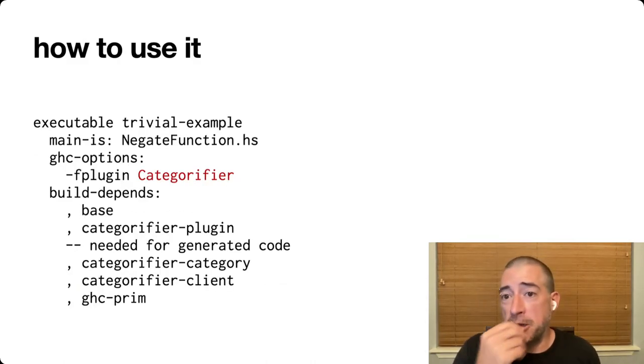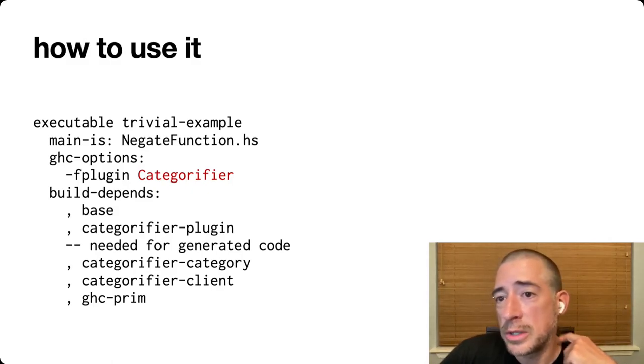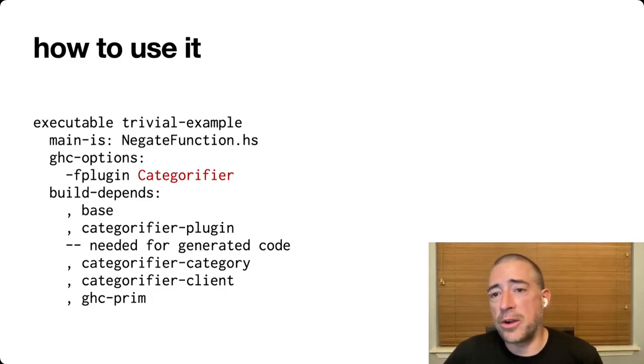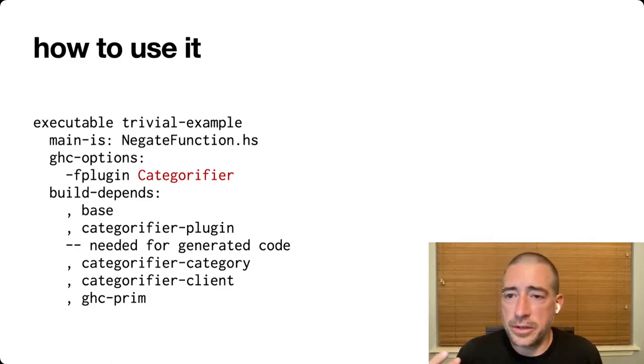And here is the Cabal stanza to compile that particular example. There's not too much to it, right? The one thing you have to do is provide the plugin, the f-plugin option, and give it Categorifier, which is the module name in which the plugin's defined. And you need to also add categorifier-plugin to your dependencies, because that is where that Categorifier module lives. And so you provide the module for the plugin, and it will work.